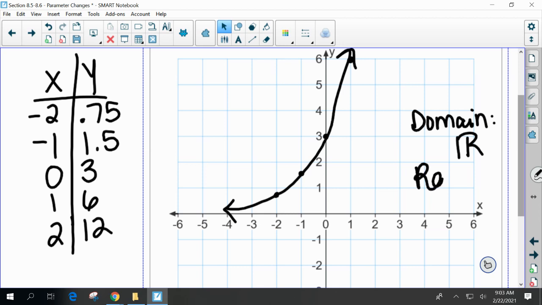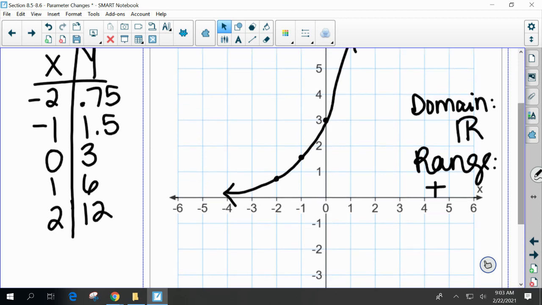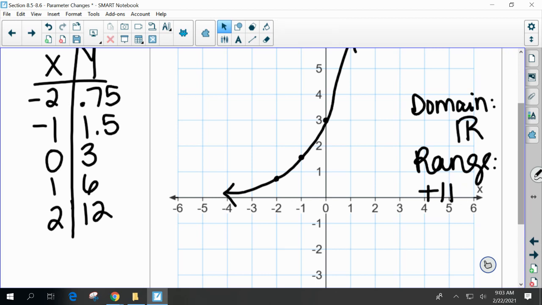Okay, so our range, does our range touch every number vertically? Or does it cut off at a certain point? No, it can't go to 0 or lower, right? So we're gonna say that our range is positive all real numbers. Because our range is not going from 0 down, it's only above 0. But if it continues, when you go past it, it's never gonna touch 0, it just goes forever.